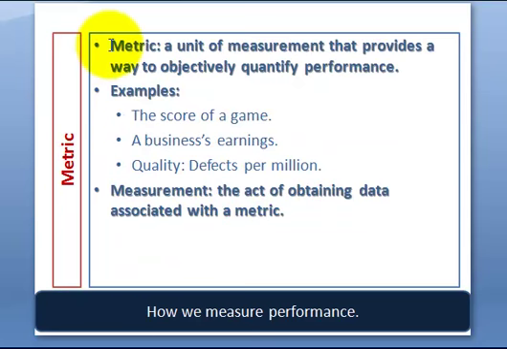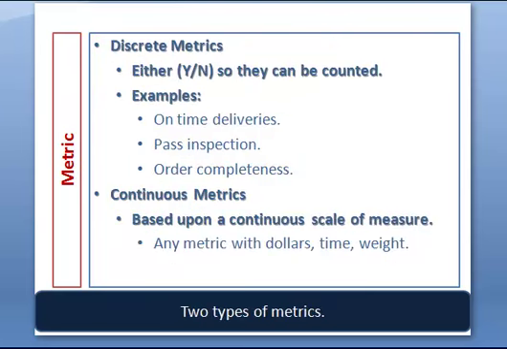Now, a metric is anything that is a measurement that quantifies the performance. Like, for example, the score in a game, a business's revenues or earnings, quality metrics like defects per million. And the measurement is the actual act of obtaining the data with the associated metrics. So we have metrics, and we measure those metrics.